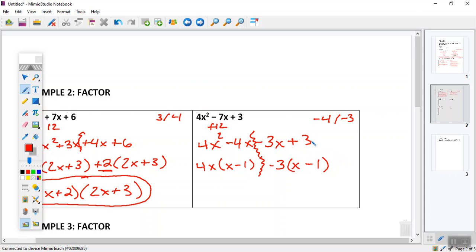What's factored form going to look like in the end? Times what? Can 4x minus 3 break further? Can x minus 1 break further? Do you guys want me to FOIL this out to make sure we're right, or are you trusting that this process is telling us that it's right when we get the x minus 1s to match? Trust it. We trust it, don't we?